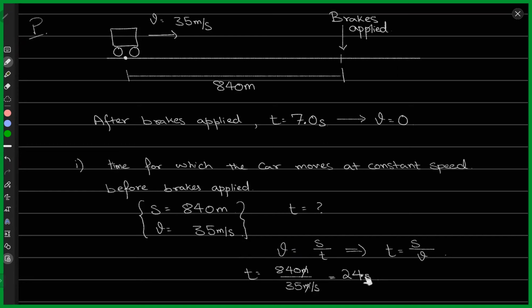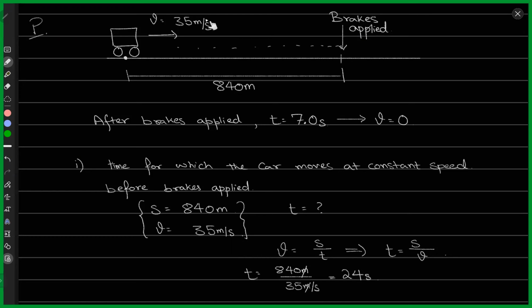So this time, t equals 24 seconds, is that particular time for which the velocity of 35 meters per second is maintained. Before the brakes are applied, you understand that as soon as I apply the brakes, the velocity will start changing. Before that, the velocity was this constant value, or at every point until the brakes are applied, it was 35 meters per second.